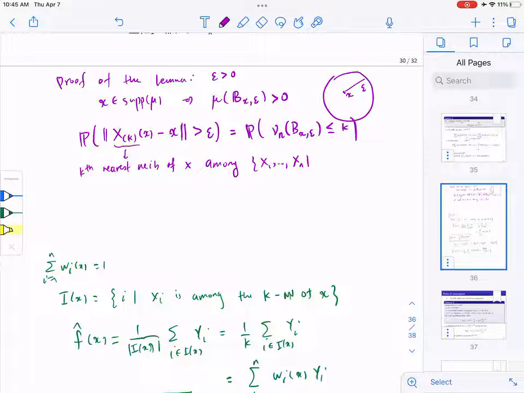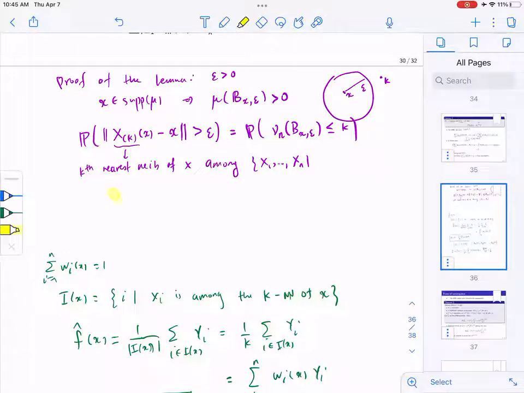Right? Does it make sense? If the k nearest neighbor is outside, it means that fewer than k points are in this ball. Otherwise, any one of them would be the kth one. So these two events are the same. The fact that this is bigger than epsilon is the same as the number of training points in the ball being less than k. And the rest is sort of law of large numbers.